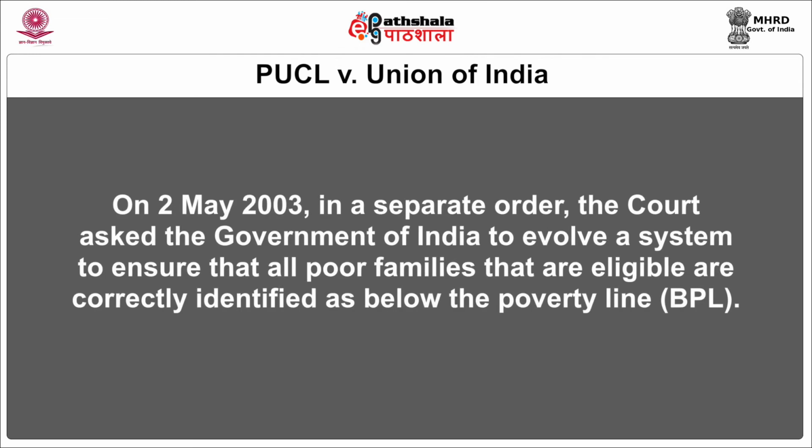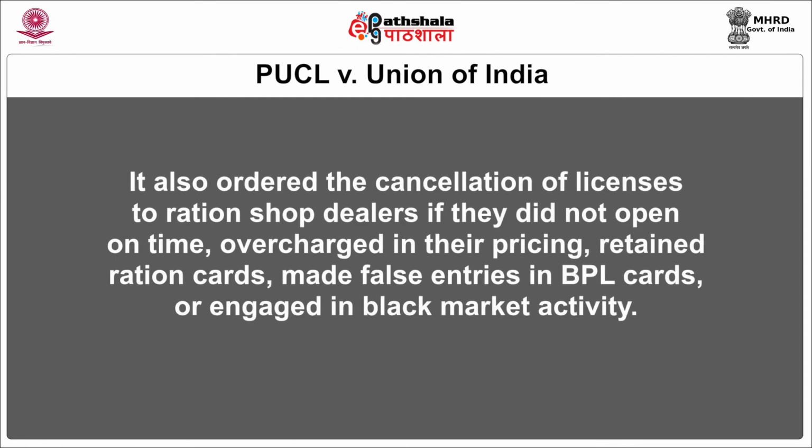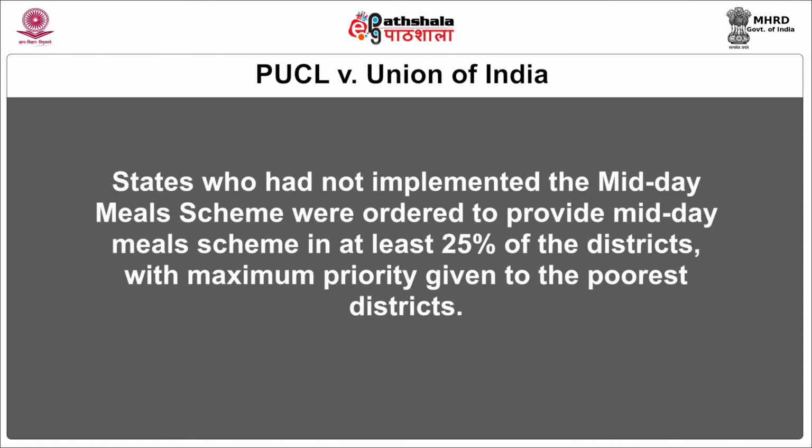On 2nd May 2003, in a separate order, the court asked the Government of India to evolve a system to ensure that all poor families that are eligible are correctly identified as below the poverty line. It also ordered the cancellation of licenses to ration shop dealers if they did not open on time, overcharged in their pricing, retained ration cards, made false entries in BPL cards, or engaged in black market activity. States which did not implement the midday meal schemes were ordered to provide midday meal schemes in at least 25% of the districts, with maximum priority given to the poorest districts.